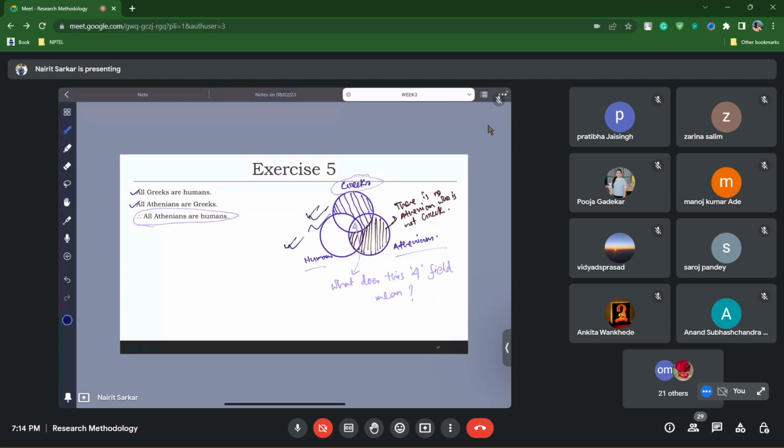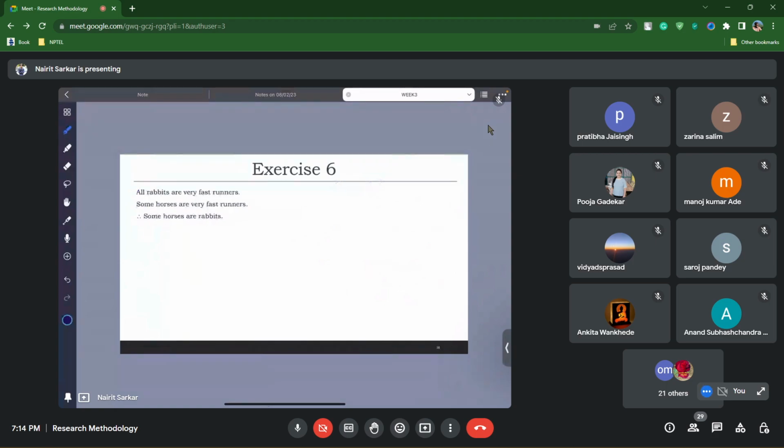Okay, then the second one: all rabbits are very fast runners. So first let us draw three circles. Then some horses are rabbits. Should it be valid from common sense? No. All right, some horses are rabbits, but okay, let's see now using a Venn diagram. So here you can write rabbit, here horse, here fast runner.